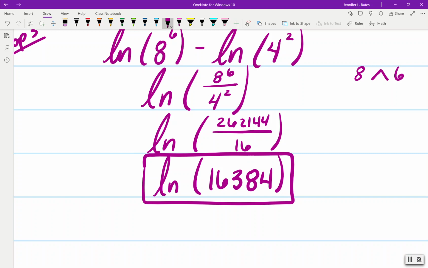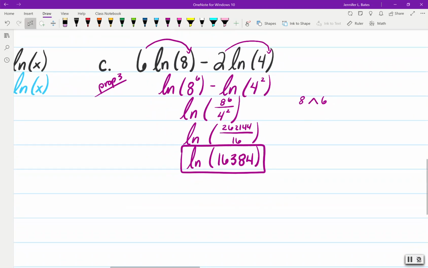Okay, now we're going to take a look at solving some problems when we have natural logs and e. The nice thing about natural logs is that they're still logs. They still follow all of the same properties. They just have a different base.